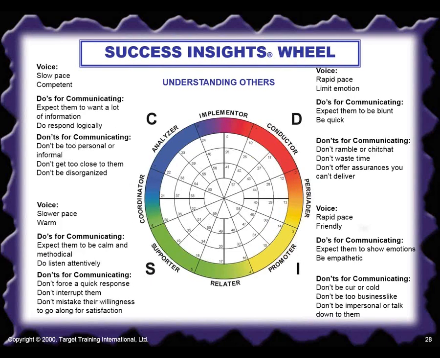Okay, so we are wrapping this up pretty shortly here. Again, understanding others. Let's take a look at recognizing, understanding, and appreciating, right? So understanding is, again, let's go through C here first: slow pace and confident. Do's and don'ts for communicating: expect them to want a lot of information. Do respond logically. Don't be too personal or informal. Don't get too close to them.